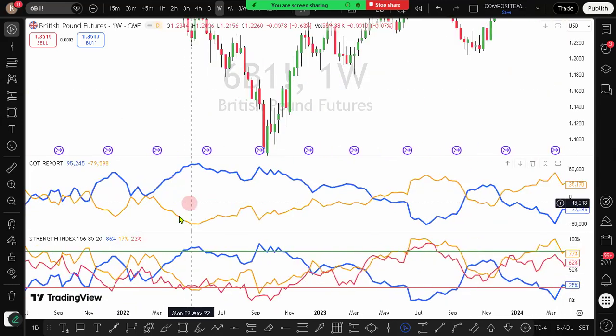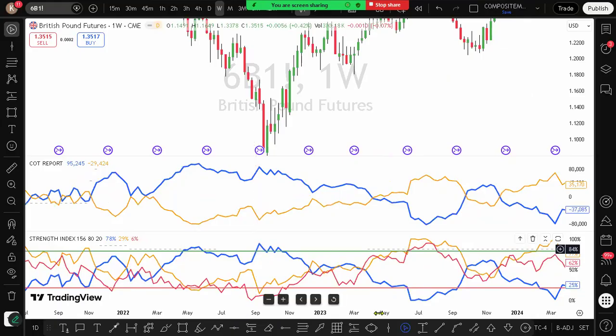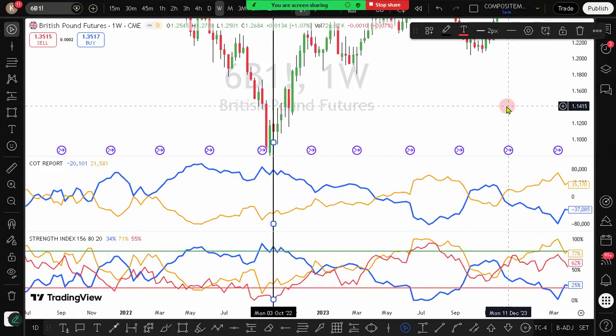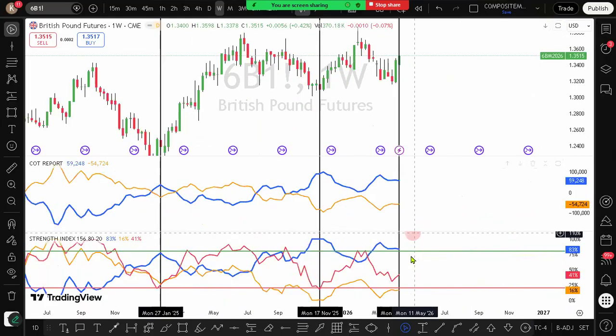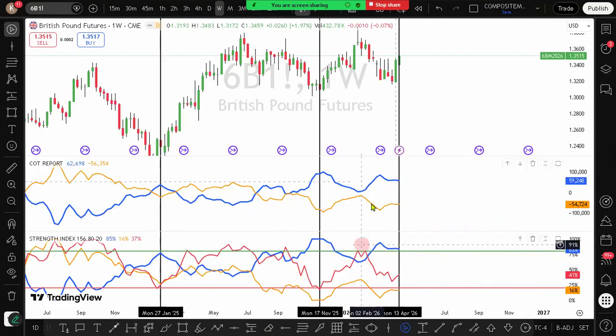You can see here, commercials getting more bullish on the index, getting extremely bullish here, and we get that strong bullish market. So look at this. It's easy to see the pound getting more bullish in this case. Basically, this means that if you're holding GBP/USD, you can continue holding.